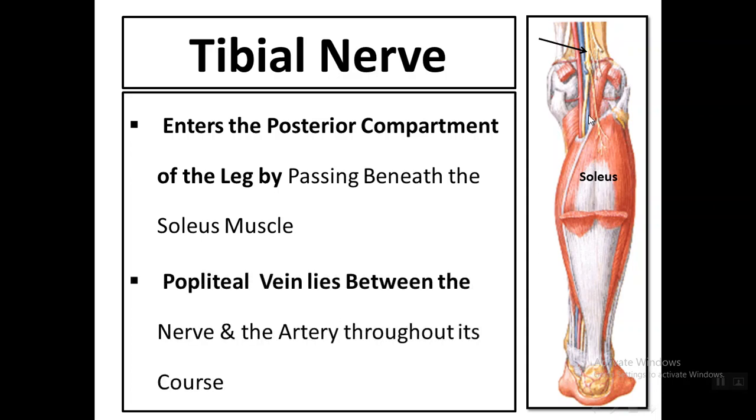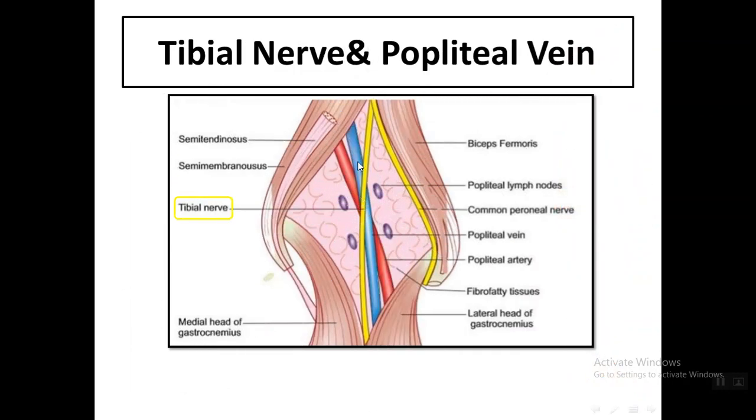The popliteal vein will lie between the nerve and the artery throughout its course. So we see here in the popliteal fossa that the vein is always in between the artery and the nerve. The popliteal vein lies in between the popliteal artery and the tibial nerve throughout their course in the popliteal fossa. This drawing shows us how the popliteal vein lies in between the tibial nerve and the popliteal artery throughout their course.